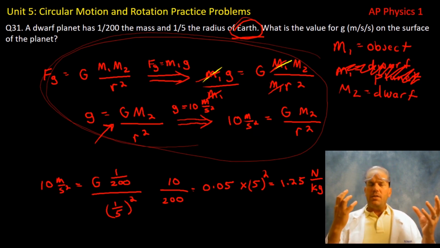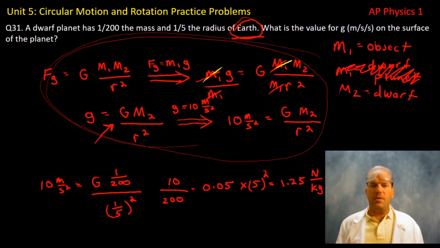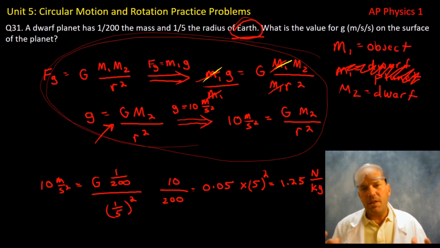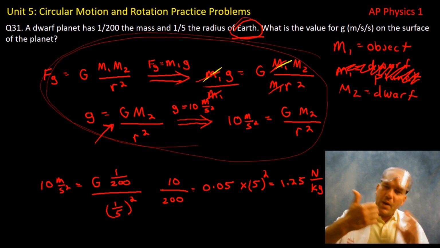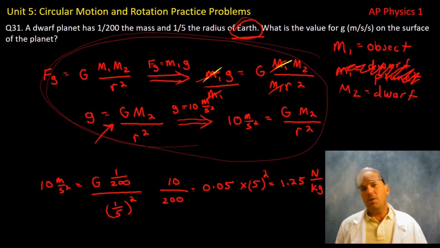We said it's directly proportional to the mass. So if the mass was decreased by 200 times, then I need to decrease 10 by 200 times, or divide by 200. Then we said the radius went down. If the radius goes down, little g goes up. And the radius is squared, so little g goes way up. In order to do that, we took our value 1/5 squared, and then we took the reciprocal of that value.